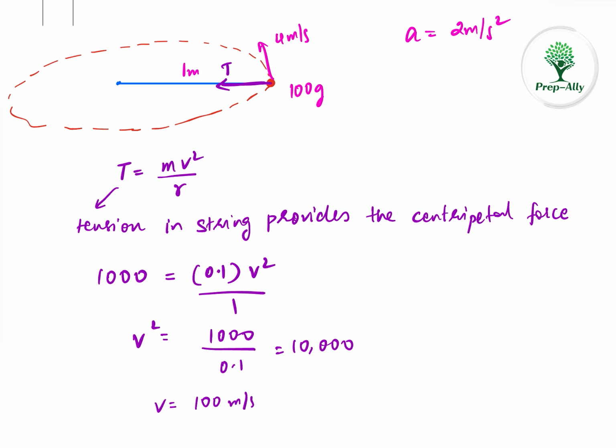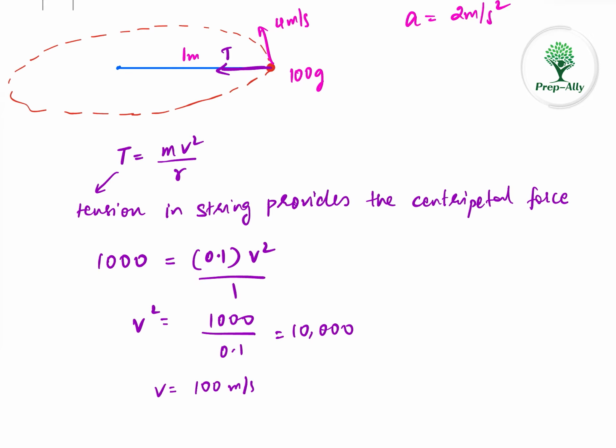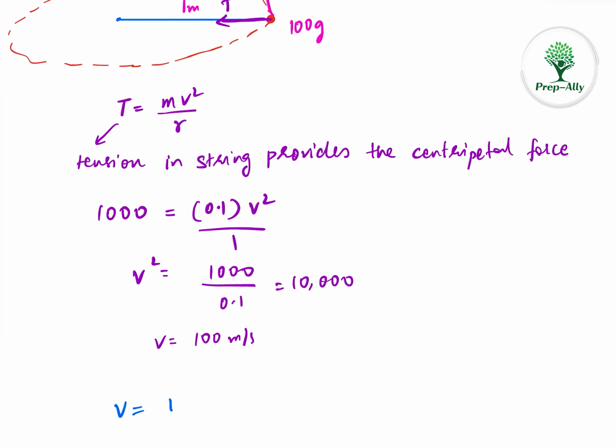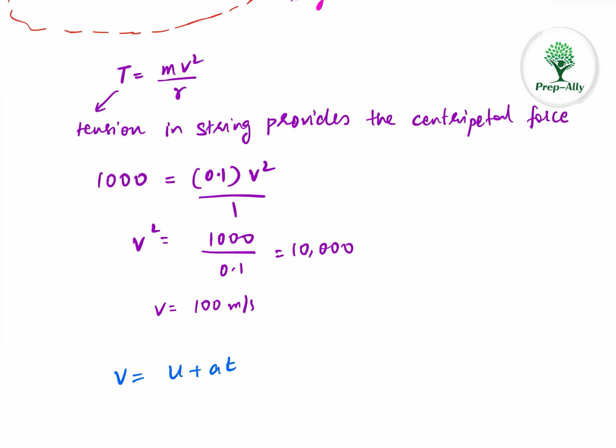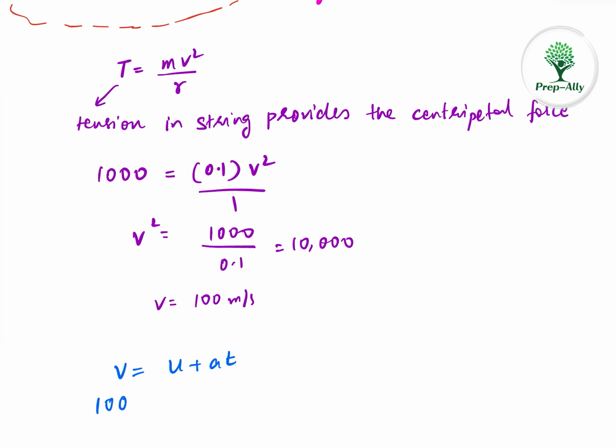So you see, initially the stone connected to the string had a velocity of 4 meter per second. But because of such a strong wind blowing, the speed is increased from 4 meter per second to 100 meter per second. So how much time will that take? For that, we will just use v equal to u plus at. Final velocity is 100 meter per second. Initially, it was going at 4 meter per second, accelerating at 2 meter per second square. It will take a time of say t.